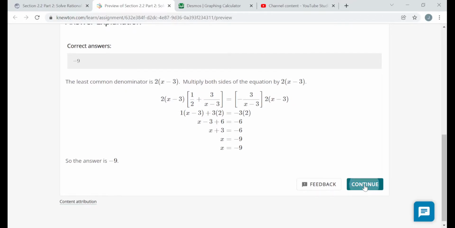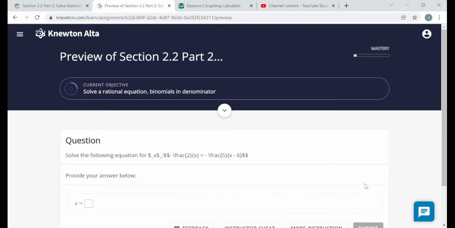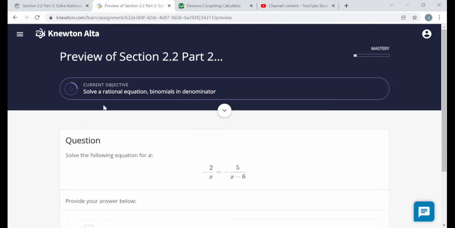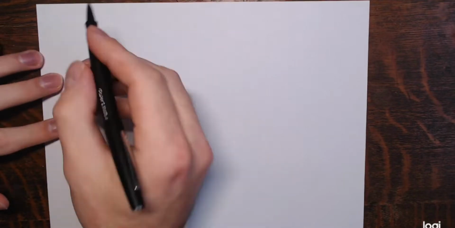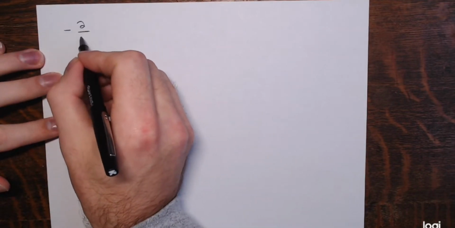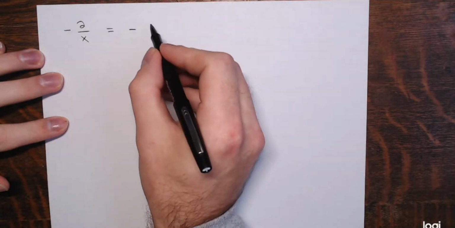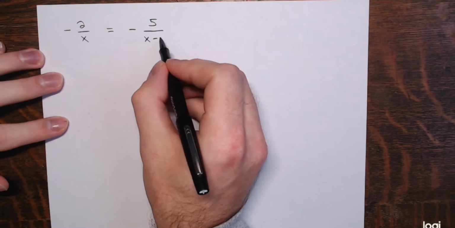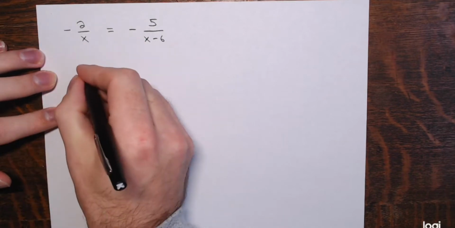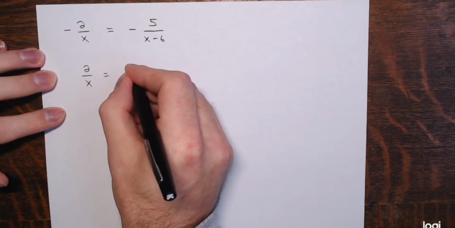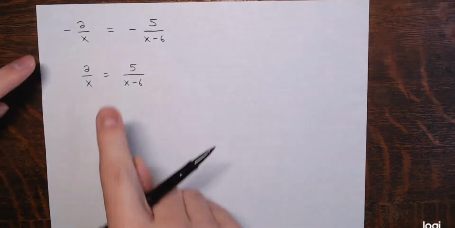Okay, next question. And again, I'm going to be doing basically the same procedure for all these problems. This is the same objective as the last one. So we got these two fractions equal to each other. We're solving for x. So once again, I'll write this out and follow the same steps I followed for that first equation. So now we have negative 2 over x equals negative 5 over x minus 6. And personally, I don't like these negative signs on both sides. Just multiply both sides by negative 1. So then we have 2 over x equals 5 over x minus 6. I can multiply both sides by negative 1 to get rid of these negative signs.